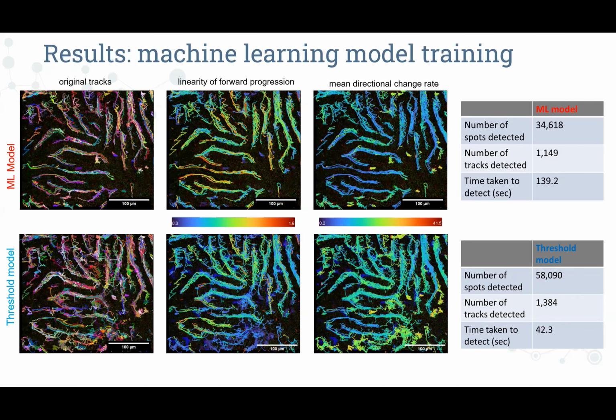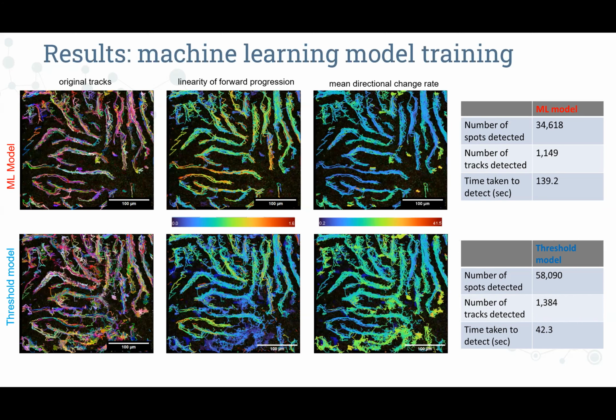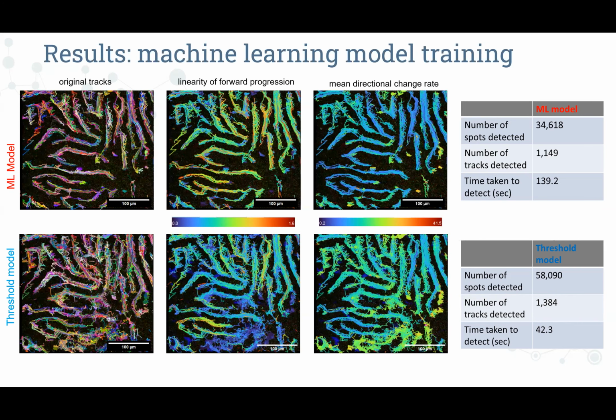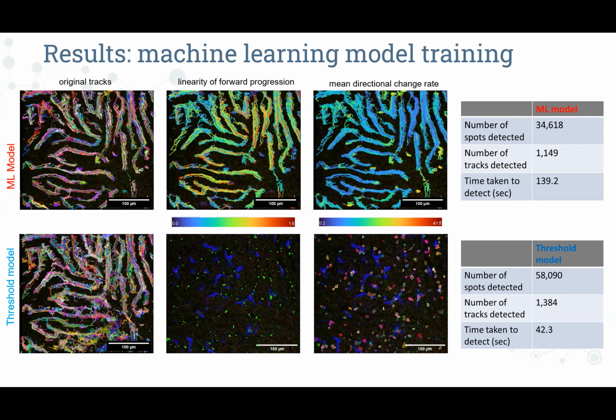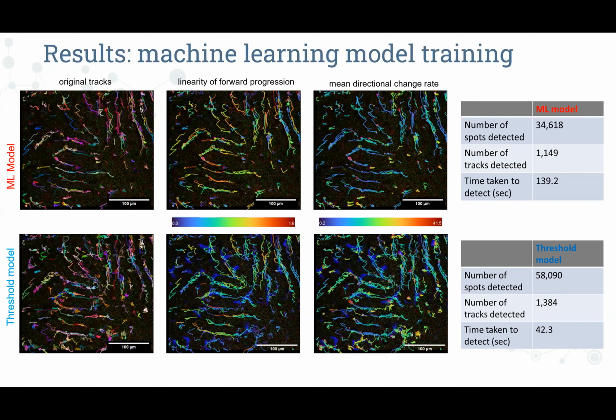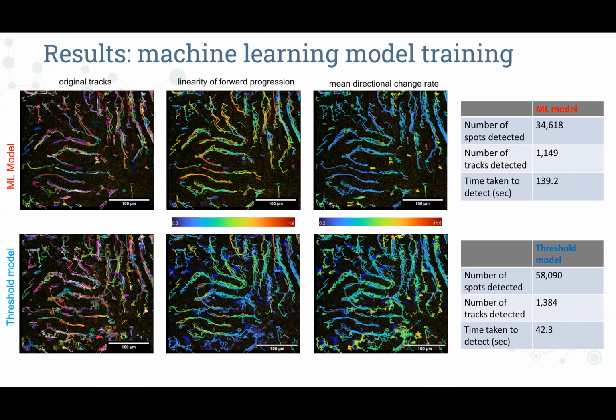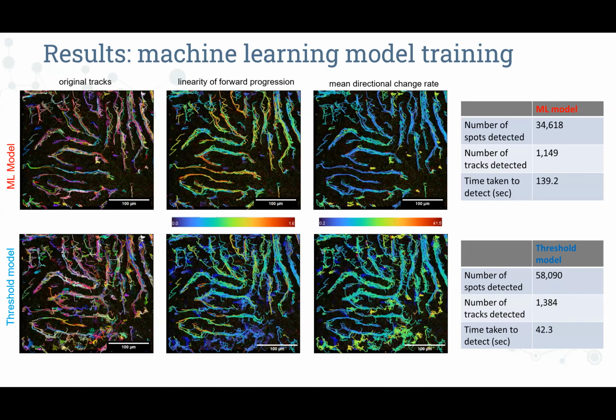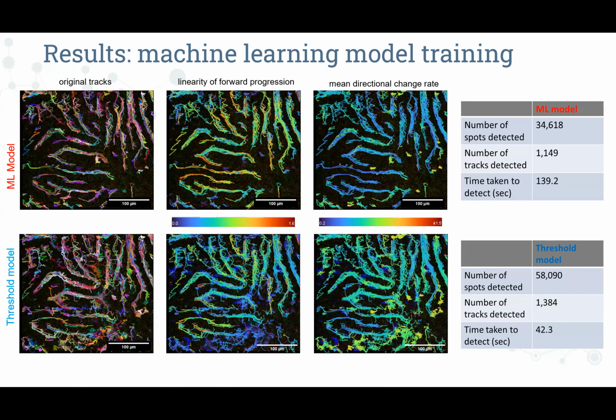And I compare it to the threshold model here. The threshold model struggles. It has a lower linearity of forward progression, which means it's not able to track cell to cell from frame to frame. We can see the data is jagged, and we can't map out the sinusoids as well. So the machine learning model provides a different type of quality, and we can have more certainty that it's tracking the same cell from frame to frame without making any mistakes.